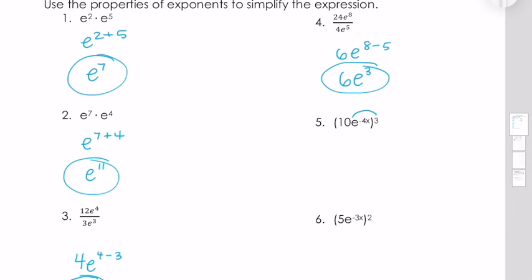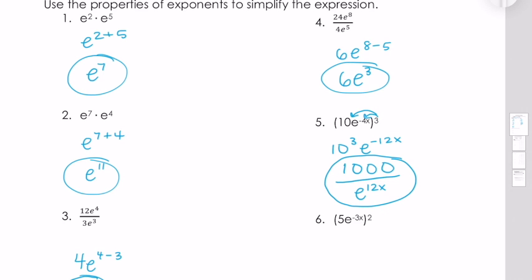For number 5, remember we distribute the exponent to both terms, so 10 to the third, and then multiply since it's outside the parentheses, so e to the negative 12x. And then 10 to the third is 1 with 3 zeros. Tens are pretty easy. And then a negative exponent means that it goes to the denominator, or it flips. So number 6, 5 squared, e to the negative 6x. And then 5 squared is 25 over e to the 6x.